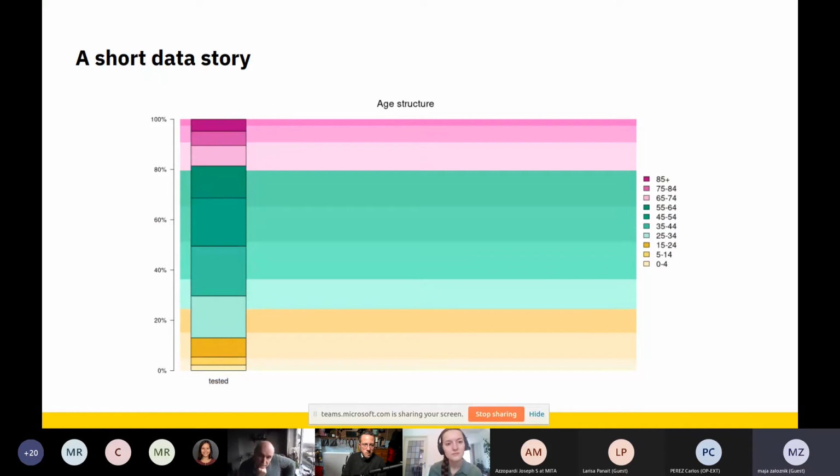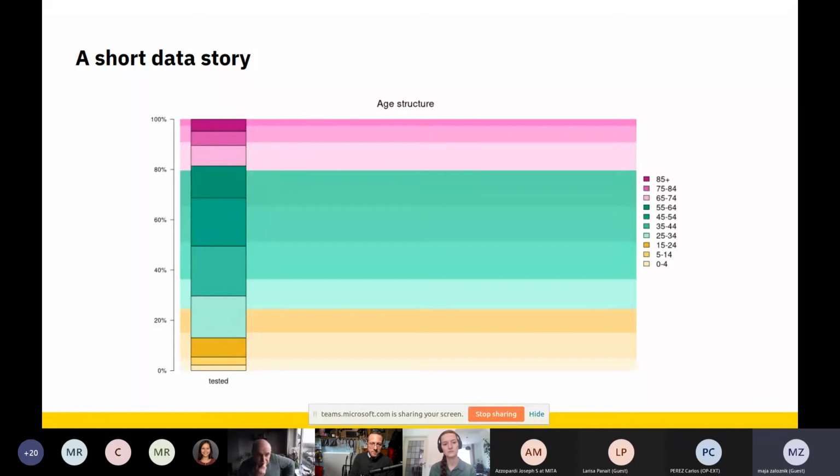Now, the first chapter in this story is COVID testing. We can see here that the younger cohorts are considerably underrepresented, and in fact, so are most of the oldest, except for the over 85s. And the active population, so that's the green bars in the middle, are getting tested more than we might expect.